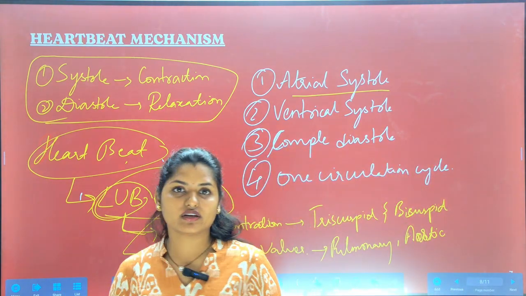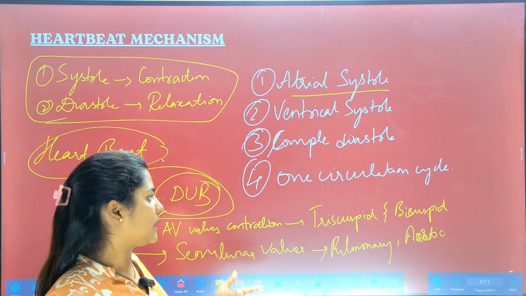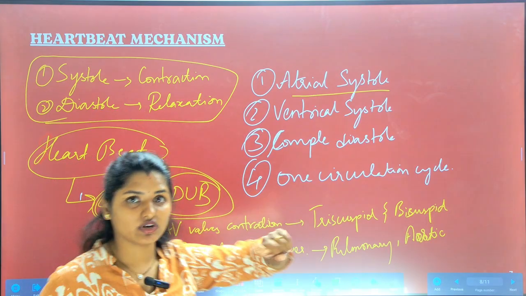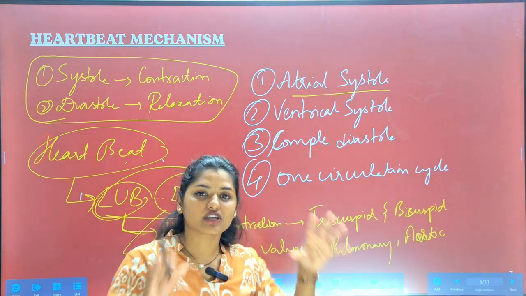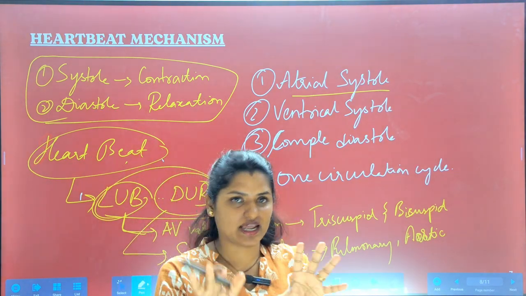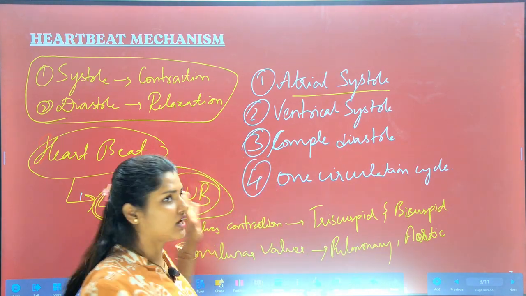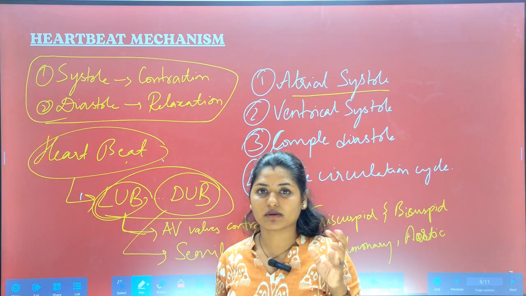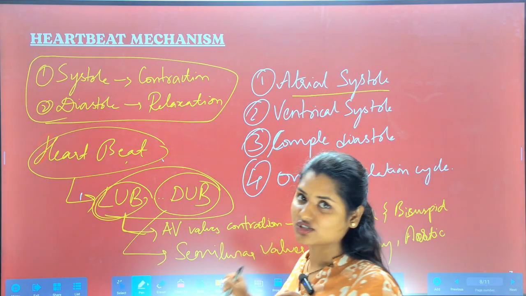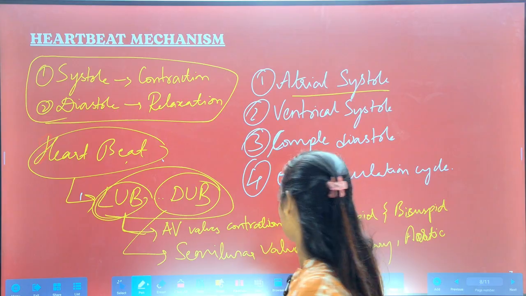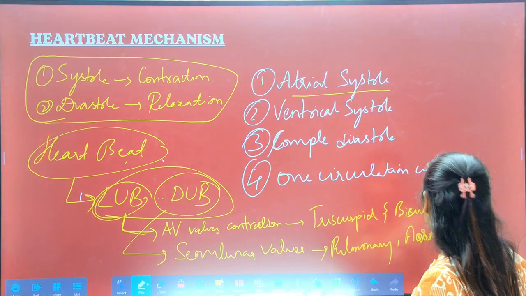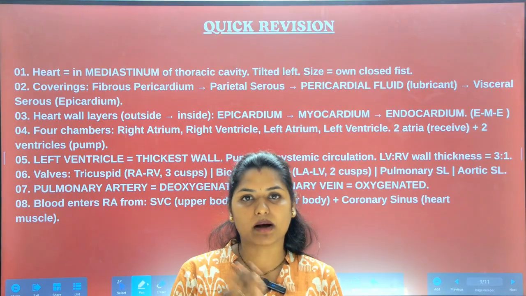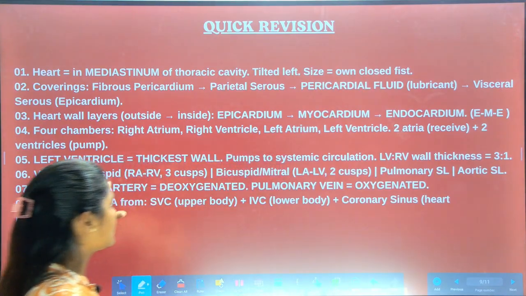Okay, so here once again I will recap. In the heartbeat mechanism, we have systole and diastole. Systole means contraction, diastole means relaxation. And coming to the heartbeat, we get the sound lub dub lub dub, which is due to the AV valves and semilunar valves. Now this is a quick recap, the short notes from part 1 and part 2.